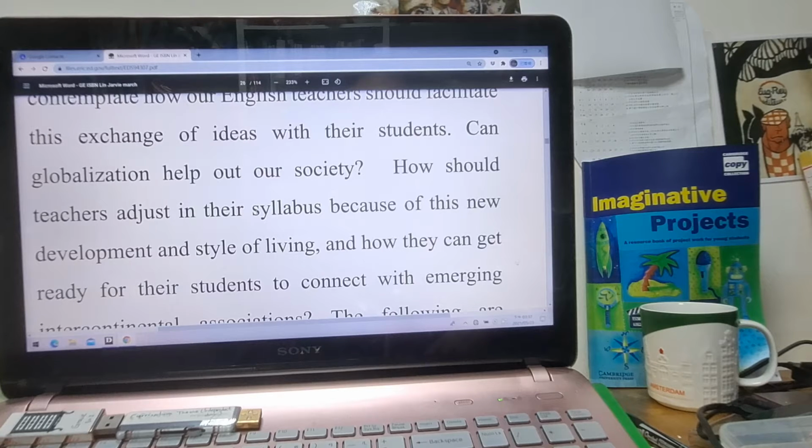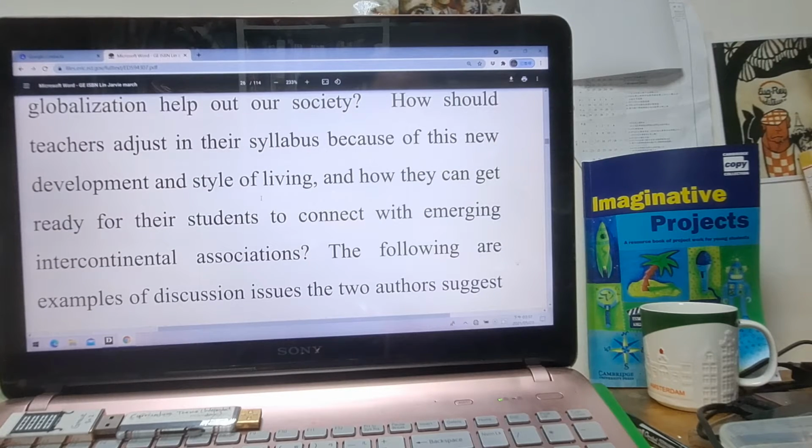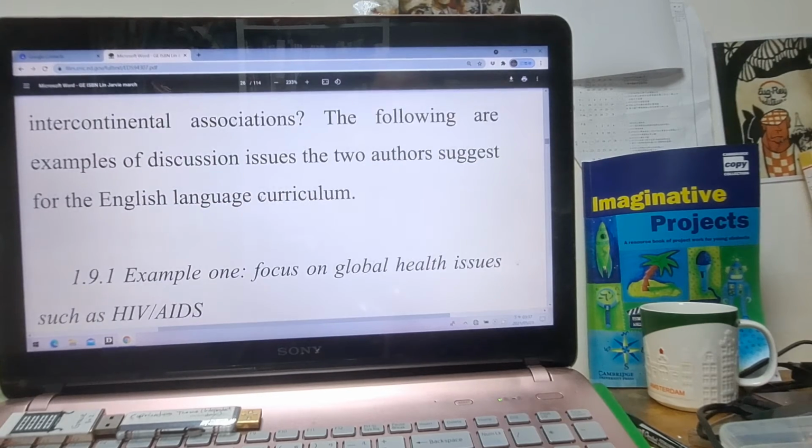Can globalization help our society to be better? How should teachers adjust their syllabus because of this new development and style of living, and how can they get ready for their students to connect with emerging intercontinental associations? The following are examples of discussion issues the two authors suggest for English language curricula.